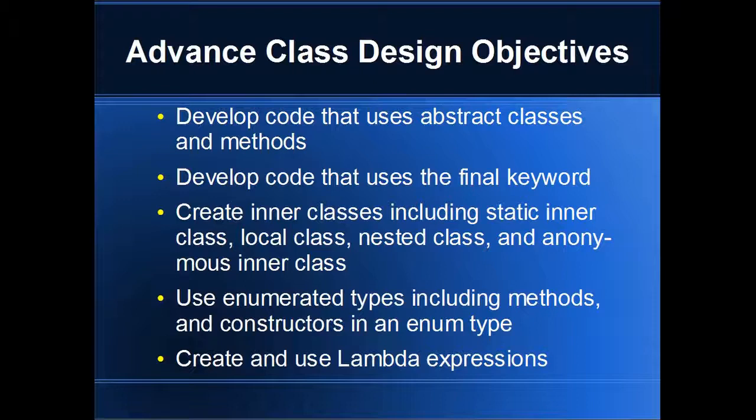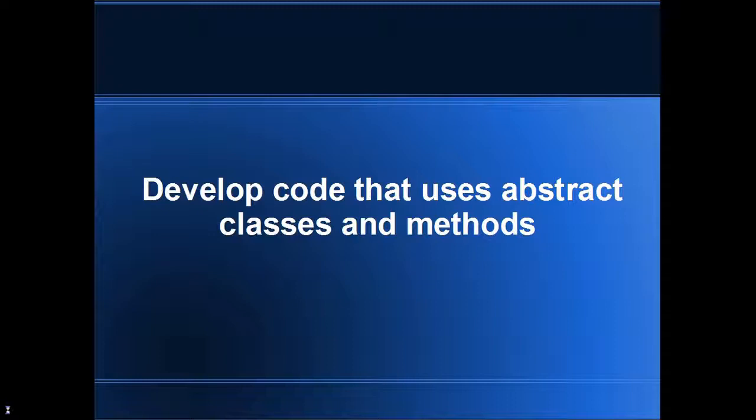In the Java 8 certification, you need to know how to develop code that uses abstract classes and methods, develop code that uses the final keyword, create inner classes including static inner classes, local inner classes, nested classes, and anonymous inner classes, and use enumerated types, including methods and constructors in an enum type. Again, we're not covering lambdas. Lambdas are a separate topic. So right now we're going to develop code that uses abstract classes and methods.